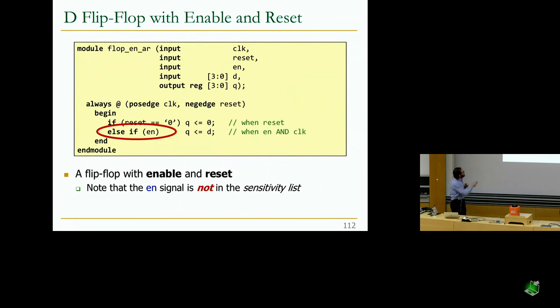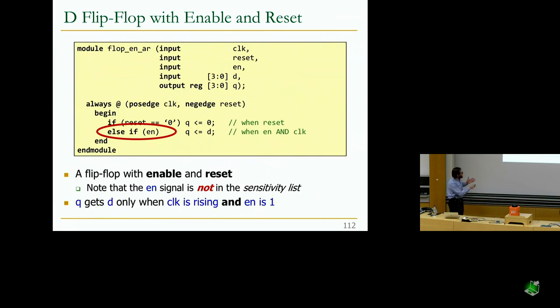Right? So this statement doesn't get executed if enable changes. This statement gets executed at the positive edge of clock or negative edge of reset. And if you set enable at that time, this enable is useful. Otherwise, you could keep changing enable, and nothing matters if these are not changing. Make sense? So you could actually have inputs that do not necessarily trigger state change, as you can see. But they could affect the value that gets captured into the state.